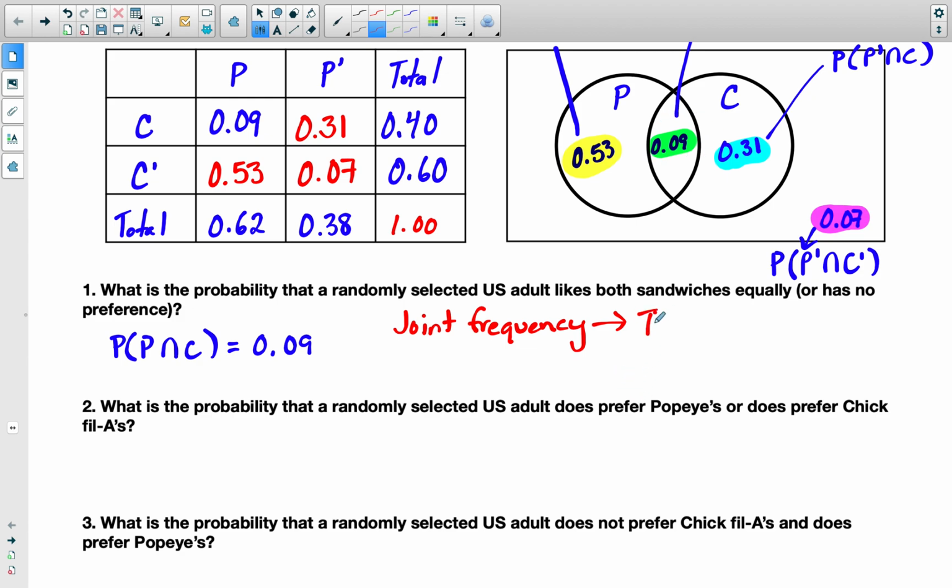I want you to think, when you get these, we need P and C to occur. So think when these two join. That's why they're called joint frequencies.